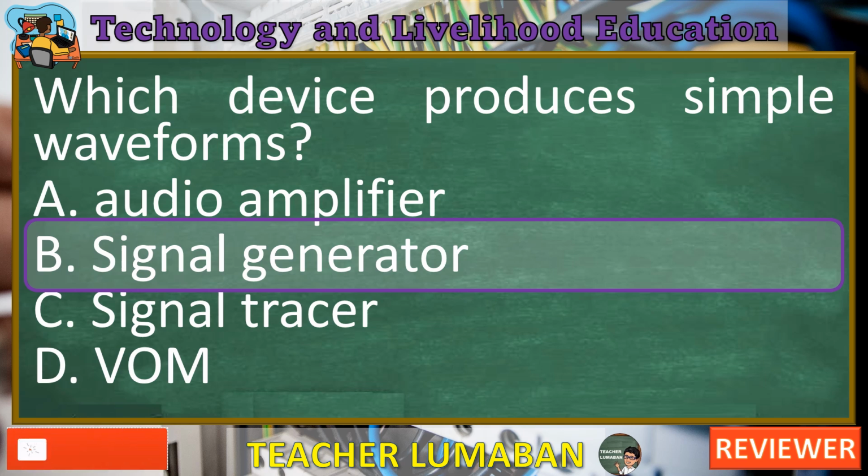Here's why the other options are incorrect. Audio amplifier amplifies audio signals but does not generate waveforms. Signal tracer is used for troubleshooting and tracing signals through a circuit but does not generate waveforms. VOM, volt-ohm-milliammeter, measures voltage, resistance, and current, but does not generate waveforms. Therefore, a signal generator is the device specifically designed to produce simple waveforms, making B, signal generator, the correct answer.